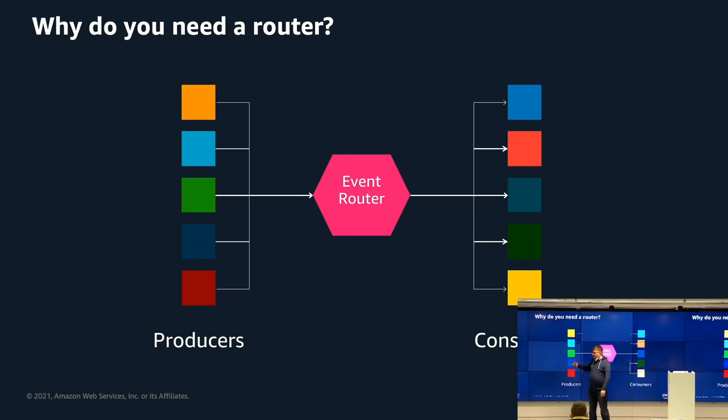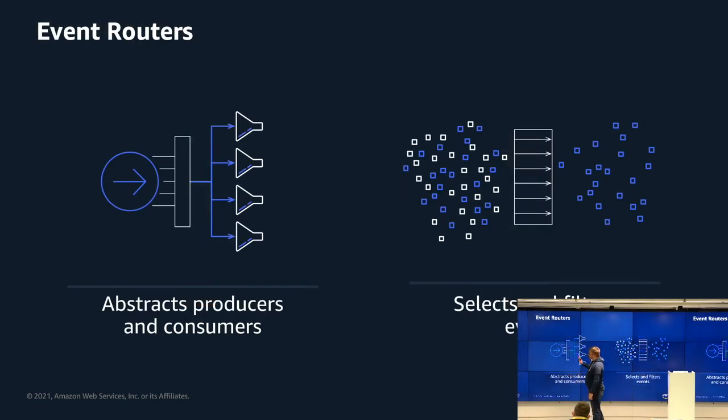Also, the event router can be responsible for the retry policy, right? So if events cannot be delivered, it can retry, or the event can end up in the dead-letter queue, right? So that's the two main goals or properties of the event router. It abstracts producers and consumers, and it selects and filters.